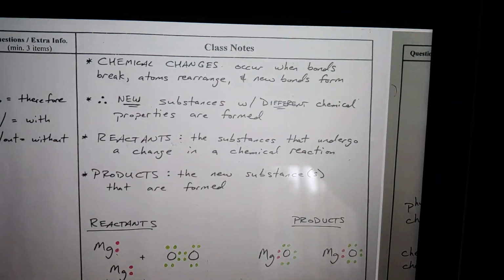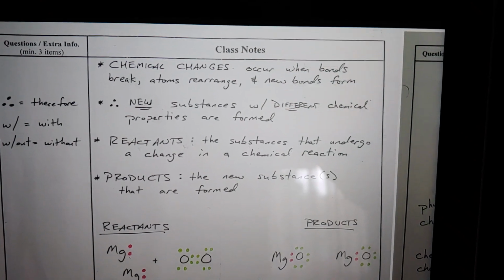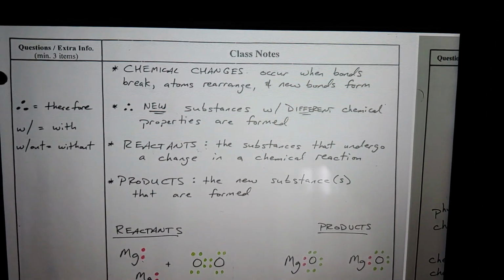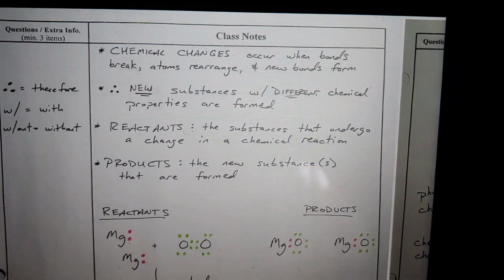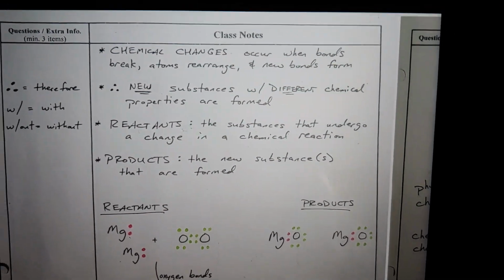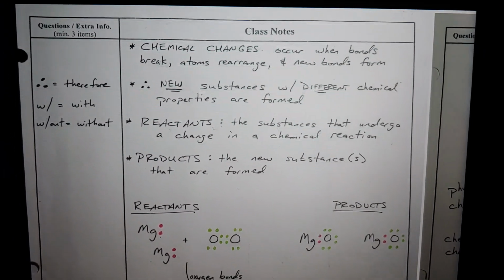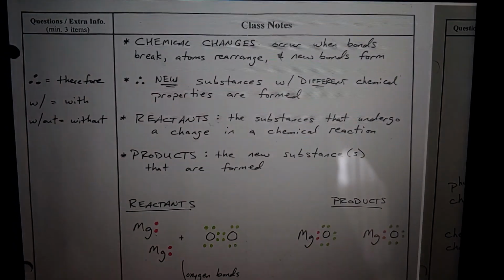Chemical changes occur when bonds break, the atoms rearrange, and new bonds form. Think of it this way. We've done this before. Remember that we played with the Legos? You know what? My bad. That was with my 7th grade. I will do that when we come back.